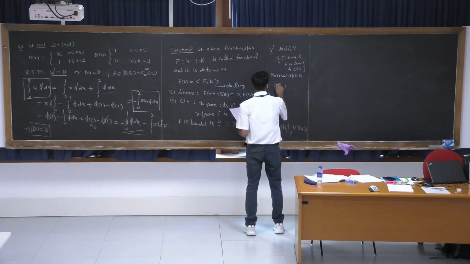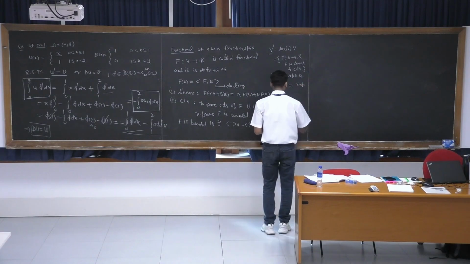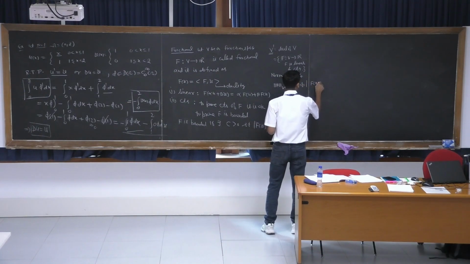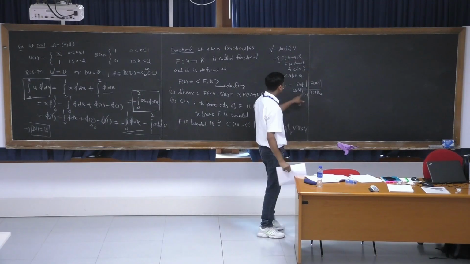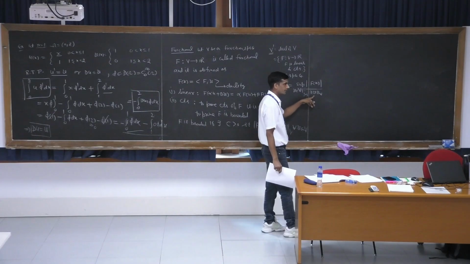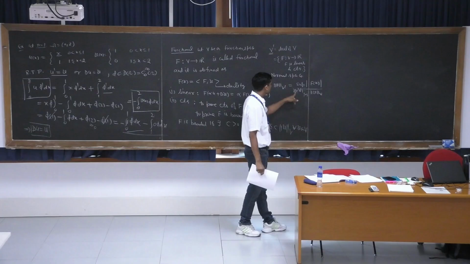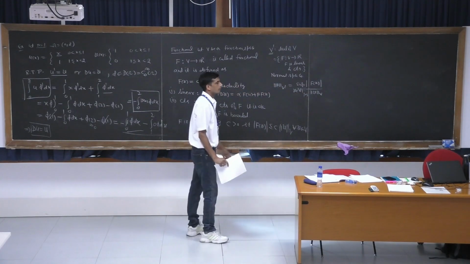The norm is defined like this. Because this contains functionals, the norm of this is defined as the supremum of mod f of v over the norm of v, where v belongs to capital V minus 0. This means all the elements which are non-zero, because in the denominator there should be no zero. This is just notation, capital V minus 0, means the zero element is excluded.